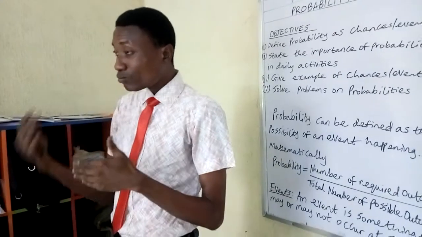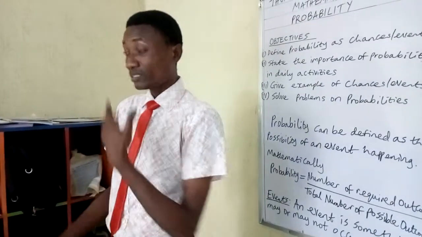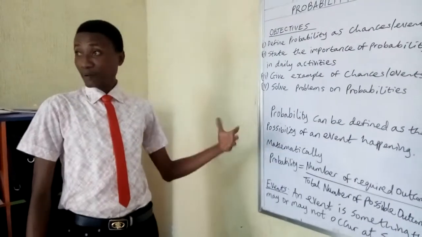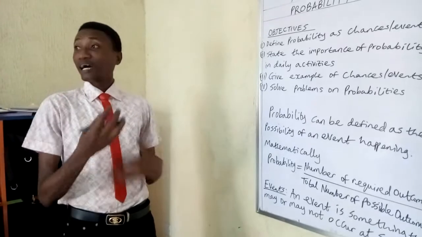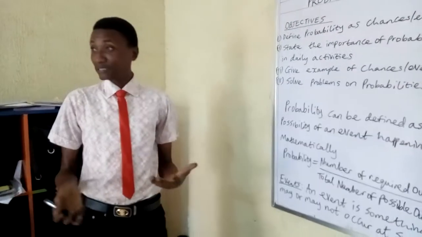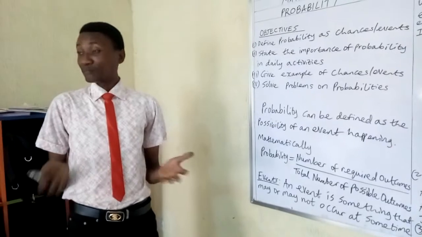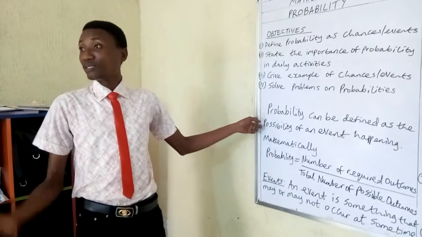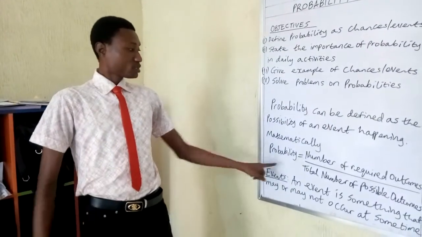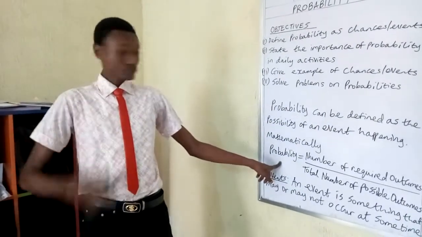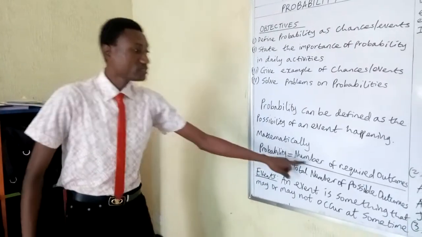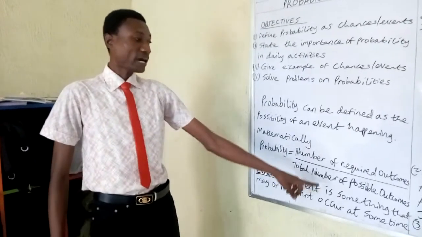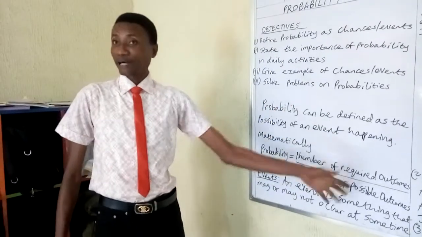We are going to see what we mean when we talk about events. Let's continue. Now, mathematically, when we talk about probability, it's just the English term defined in mathematics. You cannot work as a mathematician without the grammarians. Mathematically, probability means the number of required outcomes divided by the total number of possible outcomes.